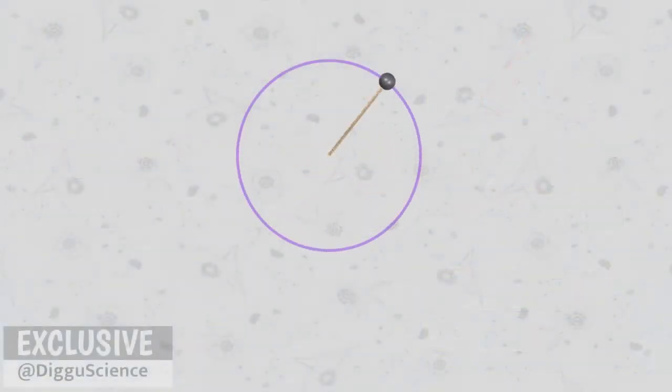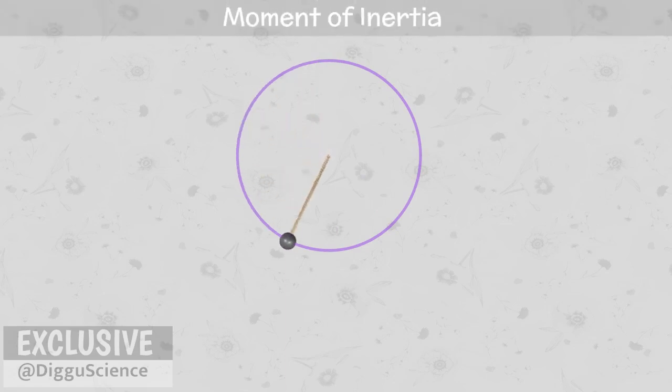An object rotates through a specific axis. In the previous series, we were familiar with the term moment of inertia, which is nothing but a measure of an object's ability to maintain its angular velocity. This quantity is often symbolized as big I. I is for inertia.